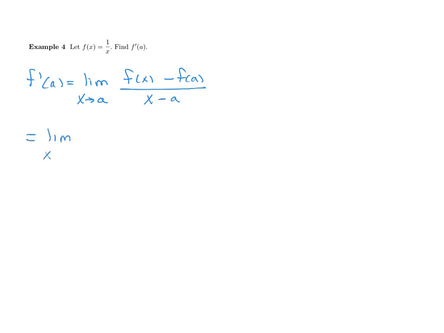This is the limit as x approaches a of, well, f of x is 1 over x. I'll leave some space. We'll subtract off the function at a, which is 1 over a, and this is divided by x minus a. If you have fractions within fractions, using a least common denominator is a nice way to try to cancel them. The common denominator is actually a times x. I'm going to multiply that to the numerator and the denominator.